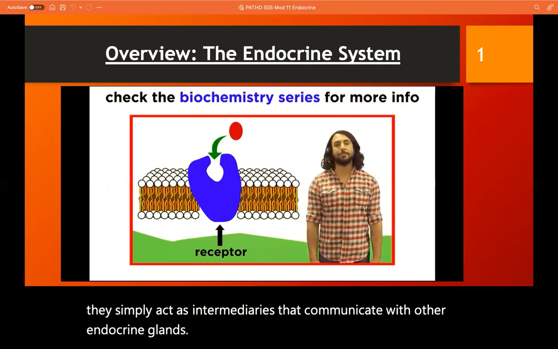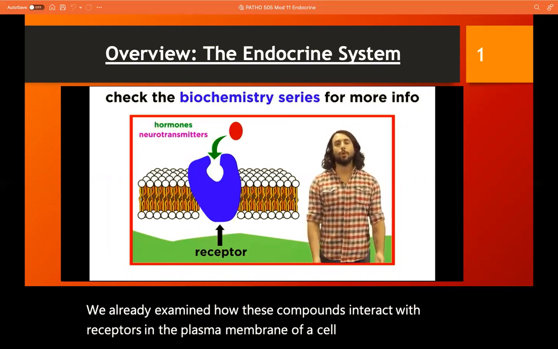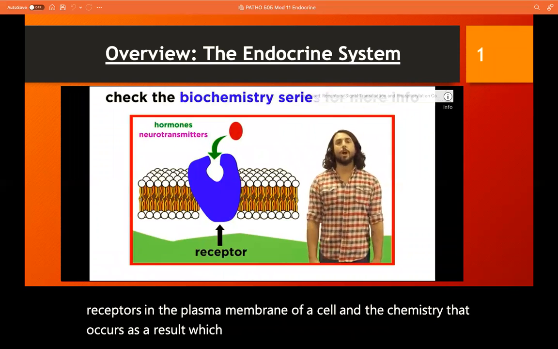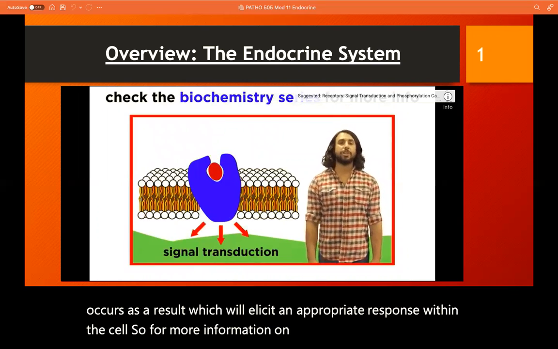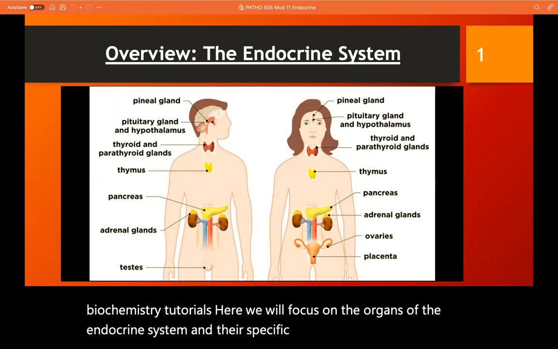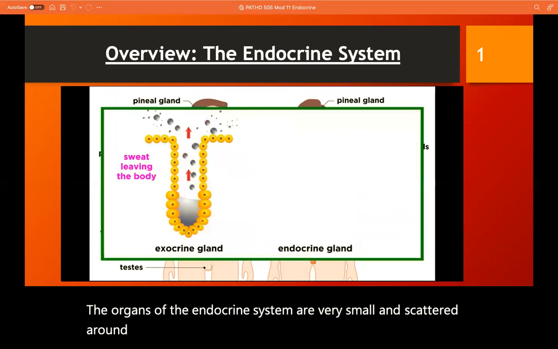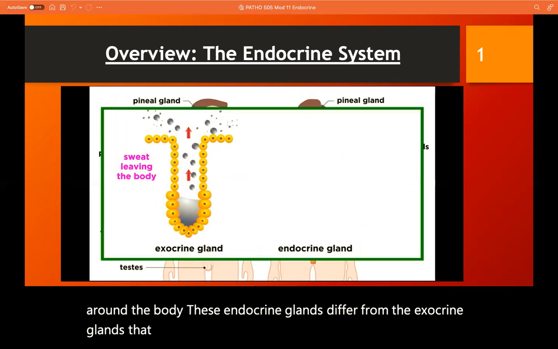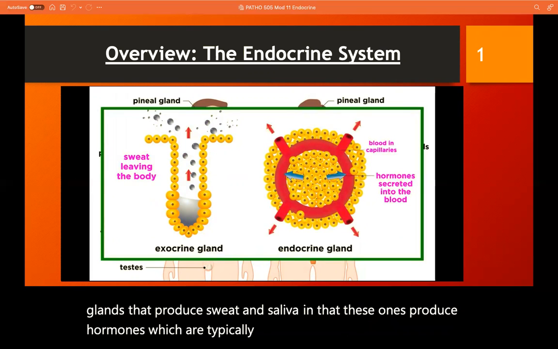We already examined how these compounds interact with receptors in the plasma membrane of a cell and the chemistry that occurs as a result, which will elicit an appropriate response within the cell. So for more information on that, check out some of my biochemistry tutorials. Here, we will focus on the organs of the endocrine system and their specific functions. The organs of the endocrine system are very small and scattered around the body. These endocrine glands differ from the exocrine glands that produce sweat and saliva in that these ones produce hormones, which are typically released into the bloodstream.